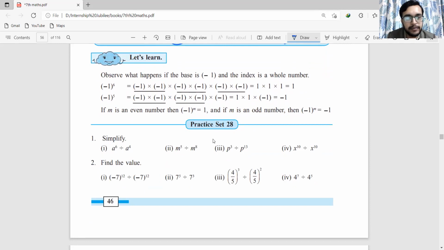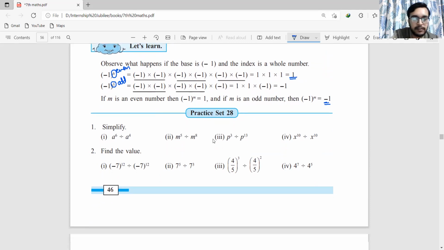So suppose minus 1 is there. If the power is positive and even, if the power is an even number, then the answer will be positive 1. And if the power of minus 1 is an odd number, then the answer will be minus 1.